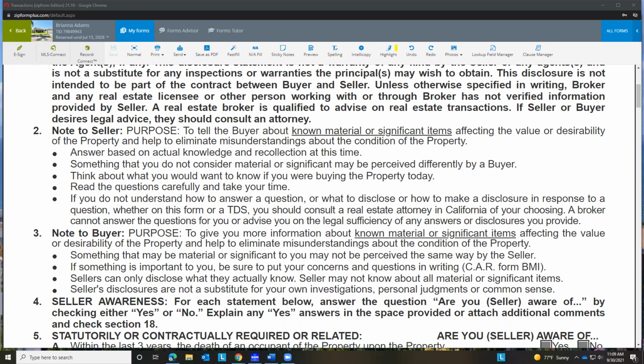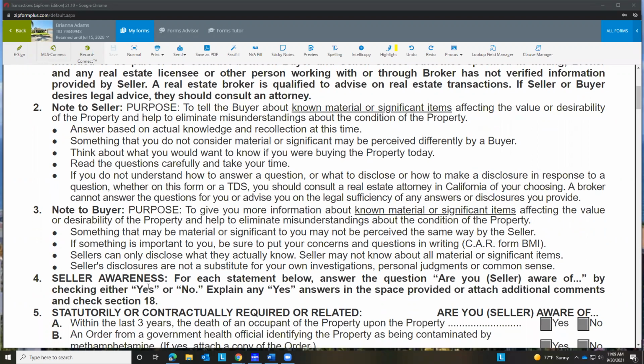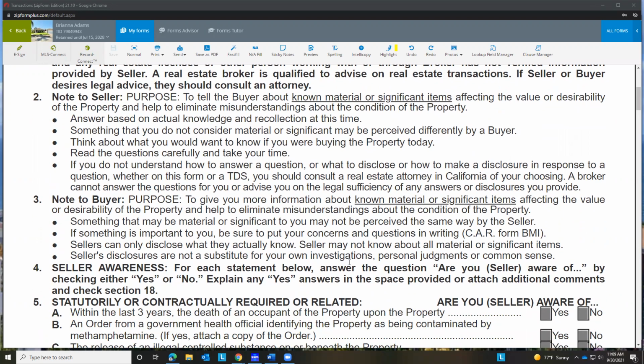Sellers can only disclose what they actually know. That's a big thing, guys. If the seller didn't know about it, they're not going to disclose it. So if it's something, say, underneath the house that the inspector finds, when the seller filled out the form, they didn't know what was going on underneath the house. Okay? Seller may not know about all material or significant items. Seller disclosures are not a substitute for a buyer's own investigation, judgments, or common sense.